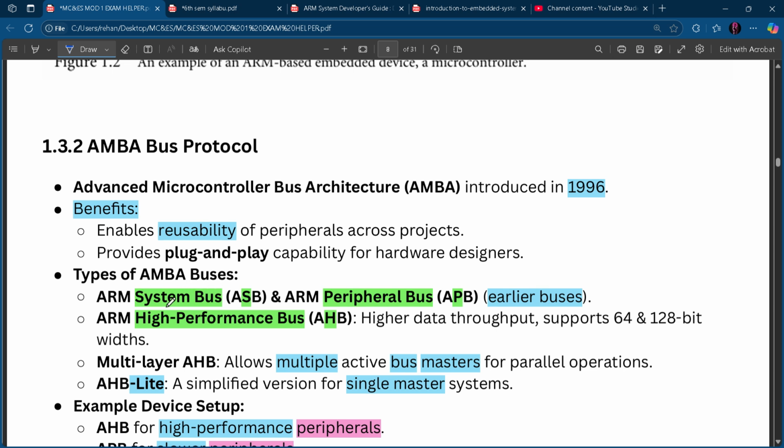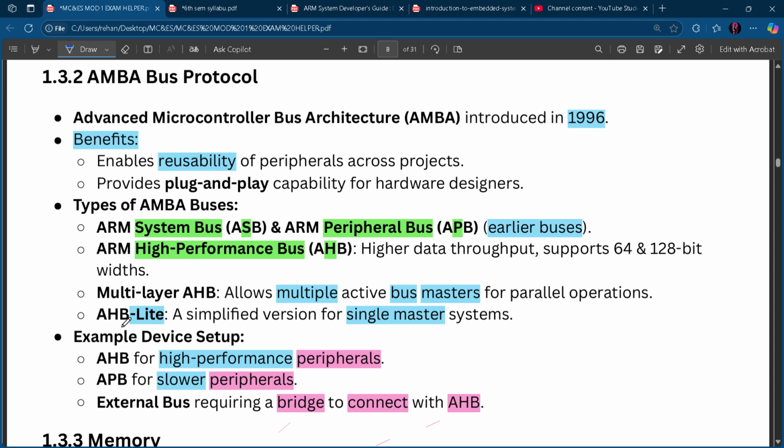Types of AMBA buses. So see, there are one, two, three, four types. Okay, and further this, usually like not four, five. So you have to remember ARM system bus, so a system bus and peripheral bus. See, just the word system is additional, like ARM bus. In that only system is being added in the middle, and here peripheral is just highlighted, S and B like that. They are the earlier buses.